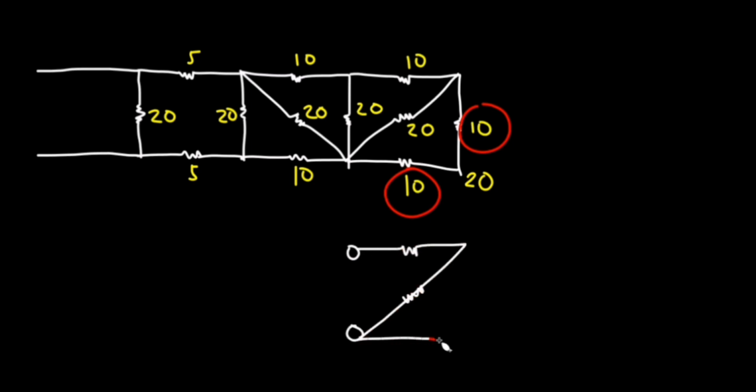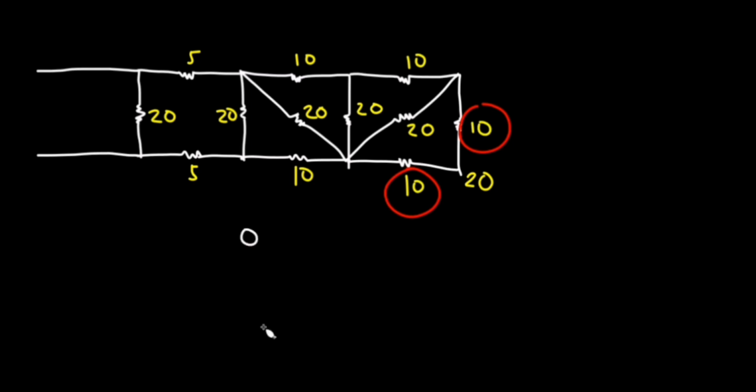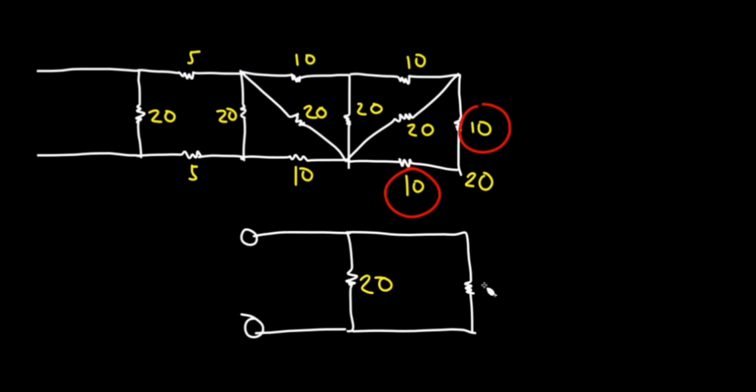This 20 ohms will be in parallel with 20 ohms. So 20 in parallel with 20 will be equal to 10 ohms. Next is to add 10 ohms with this 10 ohms, and this will be 20 ohms. This 20 ohms now will be again in parallel with another 20 ohms. 20 ohms in parallel with 20 ohms will be 10 ohms.